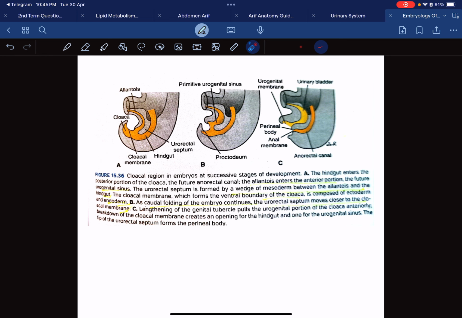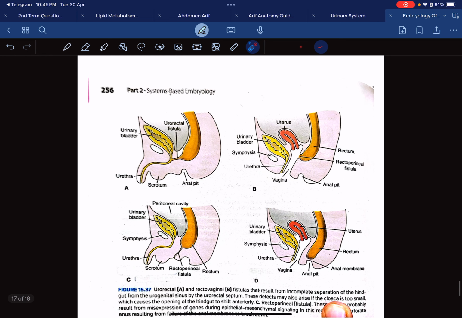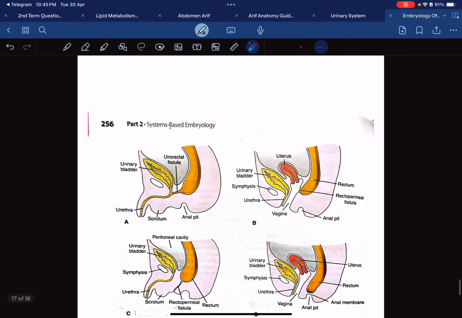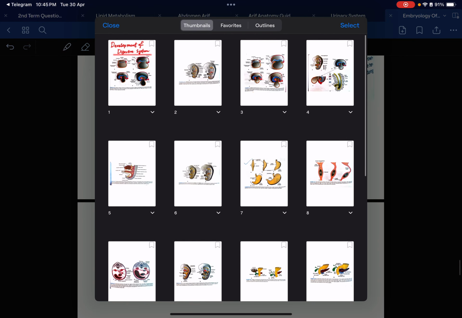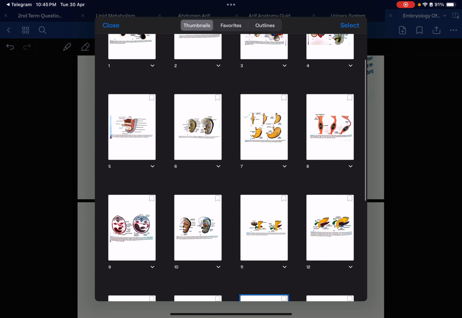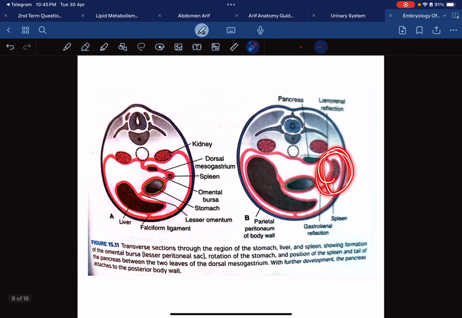Okay, now that's pretty much it for the summary of development of the digestive system. What we did not talk about is the spleen. The spleen is a mesodermal proliferation in the dorsal mesogastrium. Let's look at this. Here, this is the dorsal mesogastrium. Here, mesodermal proliferation.